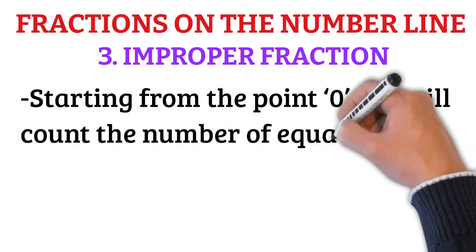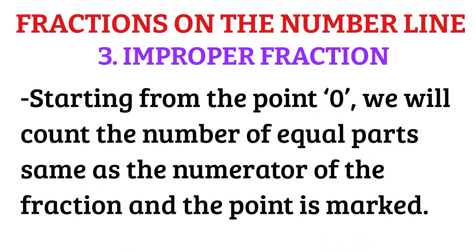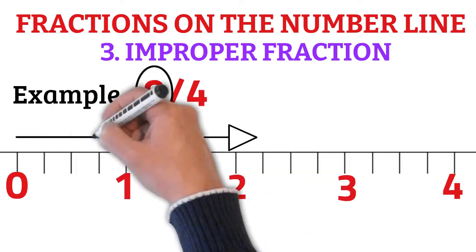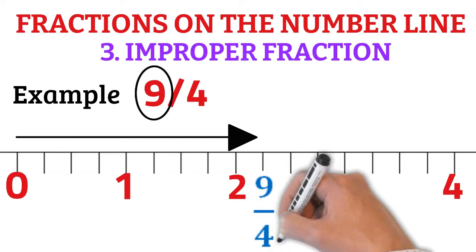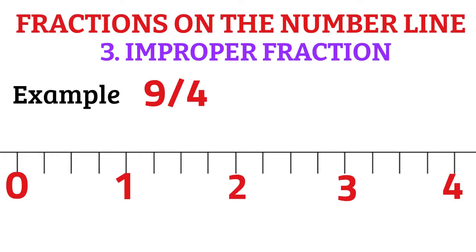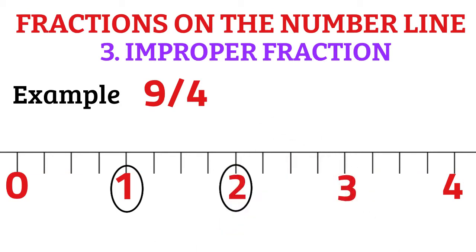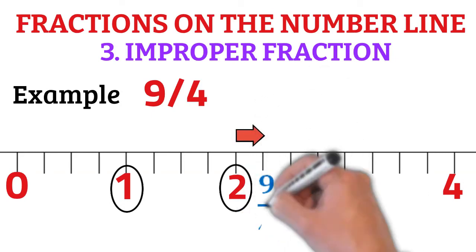Starting from the point 0, we will count the number of equal parts same as the numerator of the fraction, and the point is marked. As here the numerator is 9, we will count 9 parts starting from the point 0, and the point thus reached is 9 by 4. We can also do it in another way. That is, the whole number 1 is 4 by 4 and 2 is 8 by 4. Thus, the point next to 8 by 4 or 2 is 9 by 4.